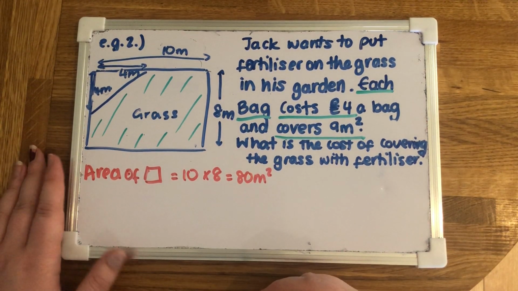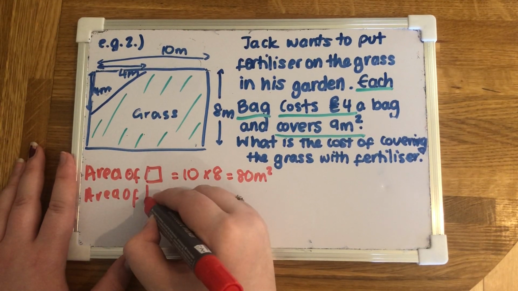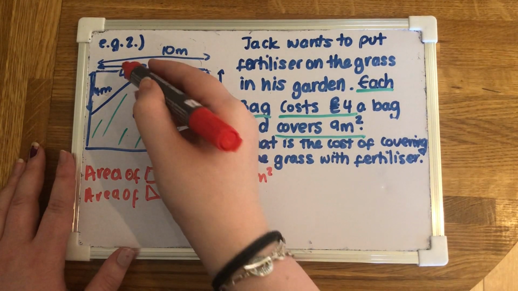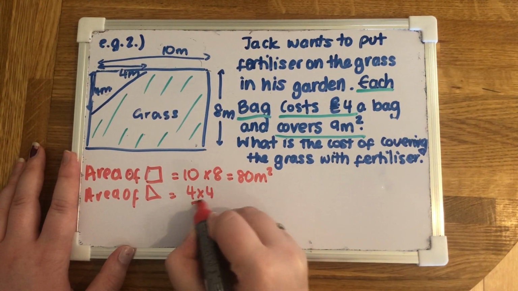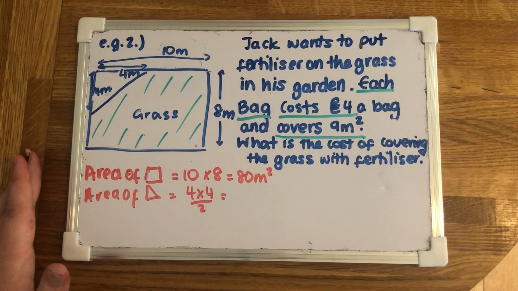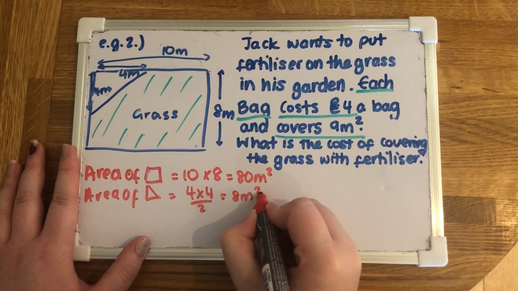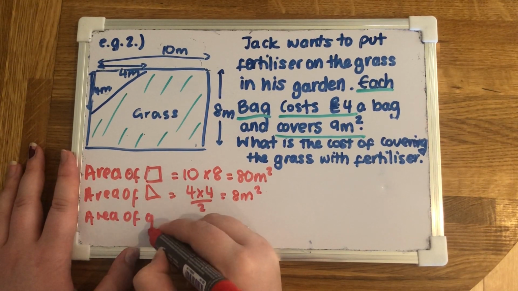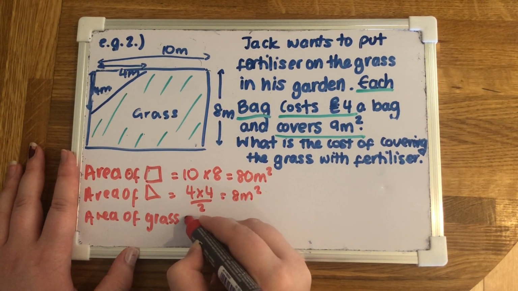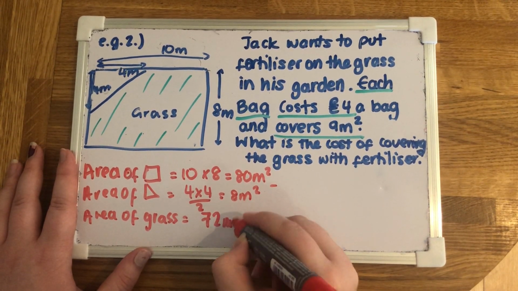Okay, then the area of the triangle, which are those 2 measurements then halved, so 4 times 4 divided by 2, so 4 times 4 is 16, divided by 2 is 8. So the area of grass would be these 2 subtracted from each other, so 72 metres squared.